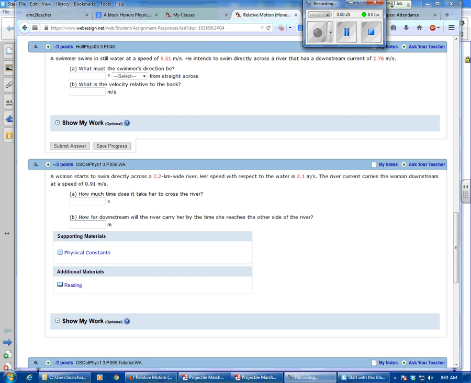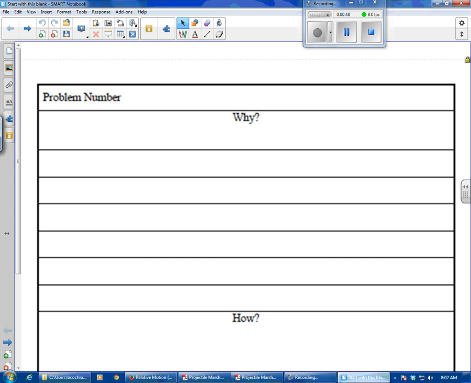That would help. He intends to swim directly across the river that has a downstream current of this. Okay, so by he intends to swim directly across the river, what they're telling you there is that the final path is going to be across the river.